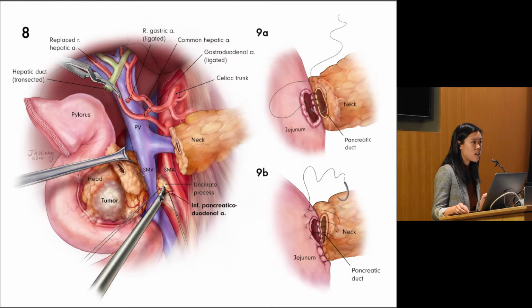Yes, so the question was that the duct is slightly more dilated in figures 9A and 9B compared to figure 8. So when I was showing the anastomosis, I was trying to show a more fibrosed pancreas where there's less pancreatic parenchyma left. So you'd only need one layer of sutures instead of 2 to connect the duct to the mucosa.